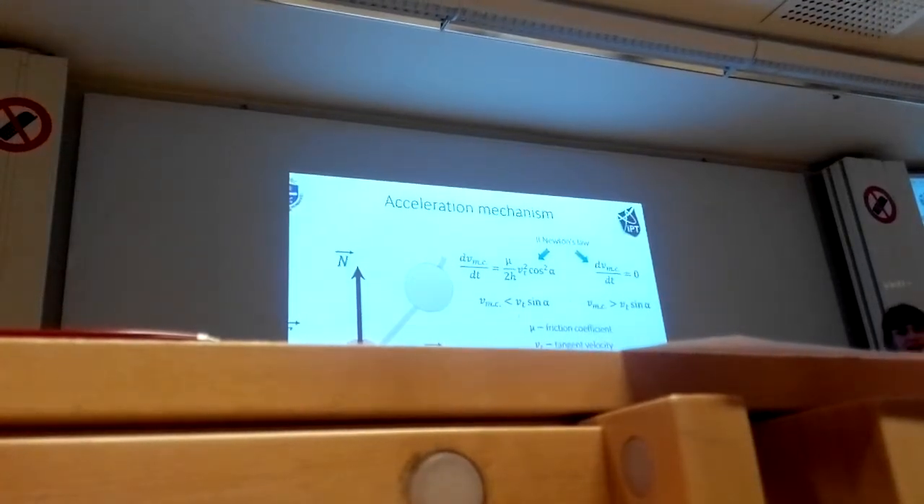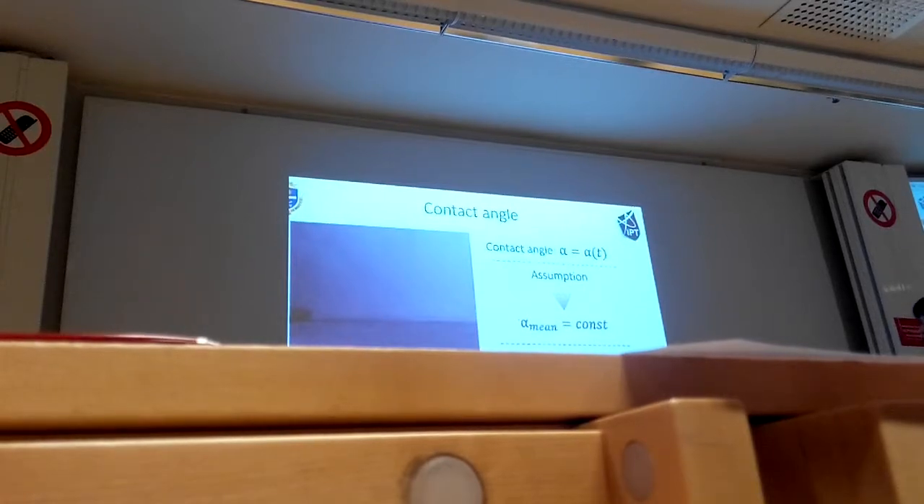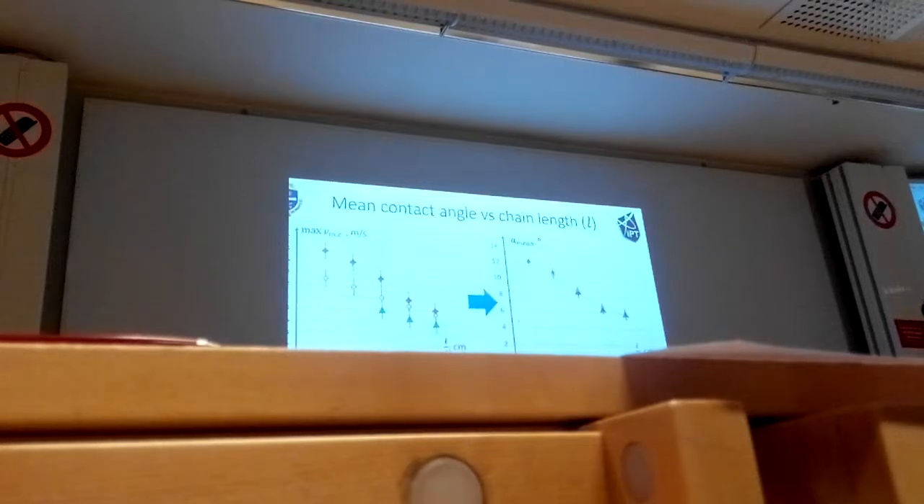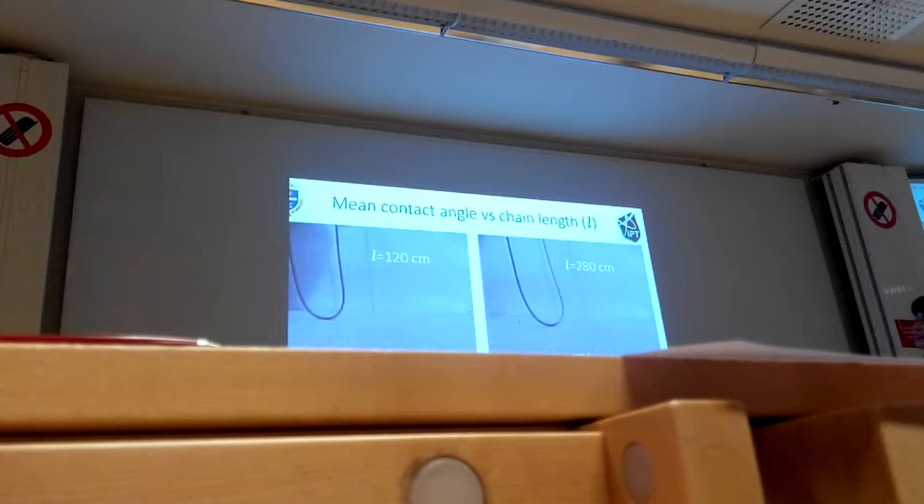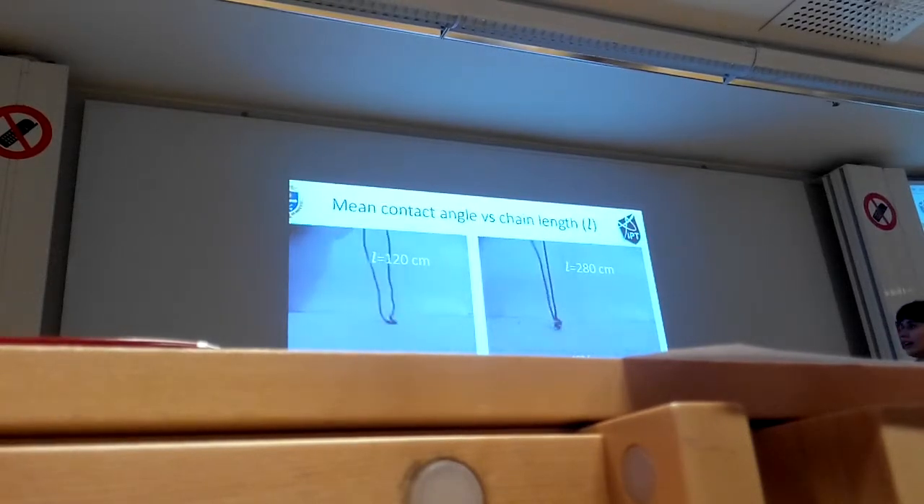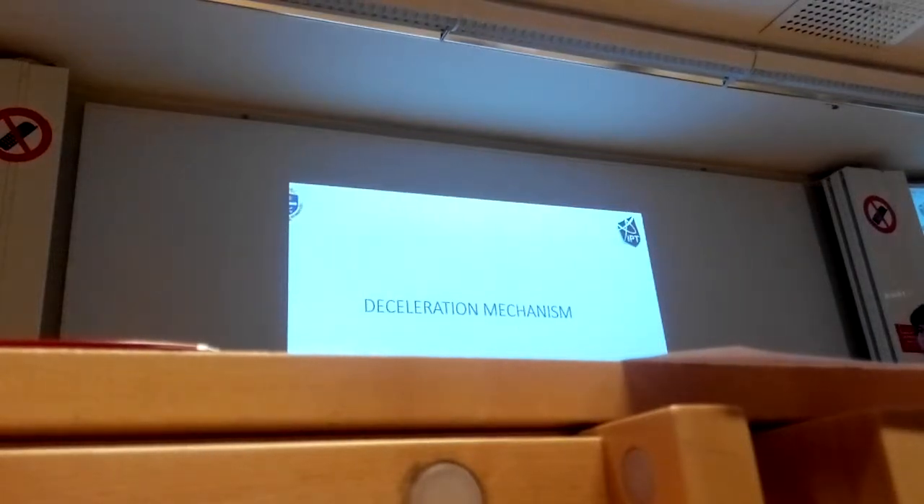Two minutes left. Let's discuss the contact angle. We assumed that it is constant, and here you can see the results for the mean contact angle against chain length. We can see that if the chain becomes longer, the contact angle becomes smaller. Here you can see why it happens. This happens because of the process of deformation of the chain. The short chain deforms faster than the longer chain does.